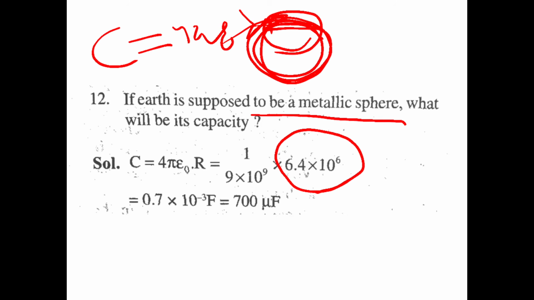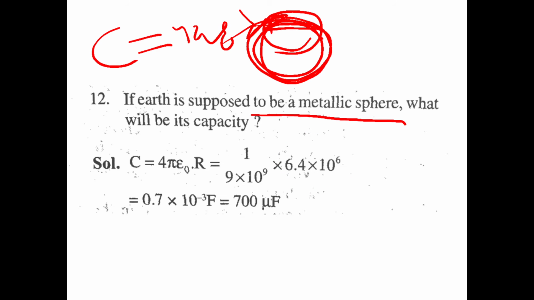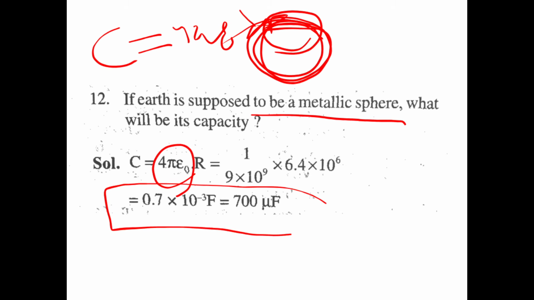And putting the formula, here we know 1 by 4 pi epsilon 0 is equal to 9 × 10 to the power 9. That's the value. And here 4 pi epsilon 0 value is equal to 1 by 9 × 10 to the power 9. Putting this, we get the capacity of earth will be 700 microfarad.